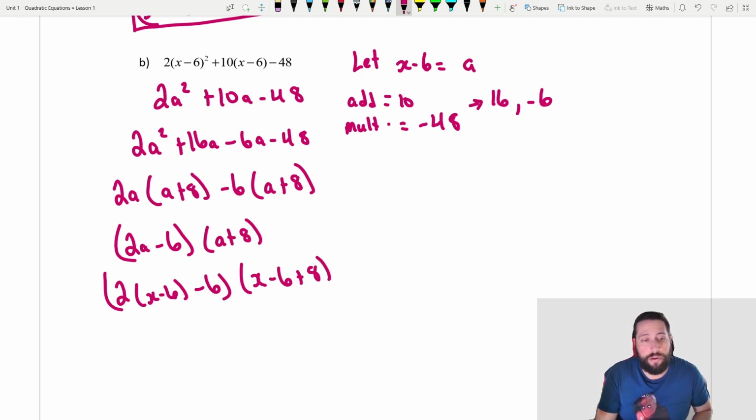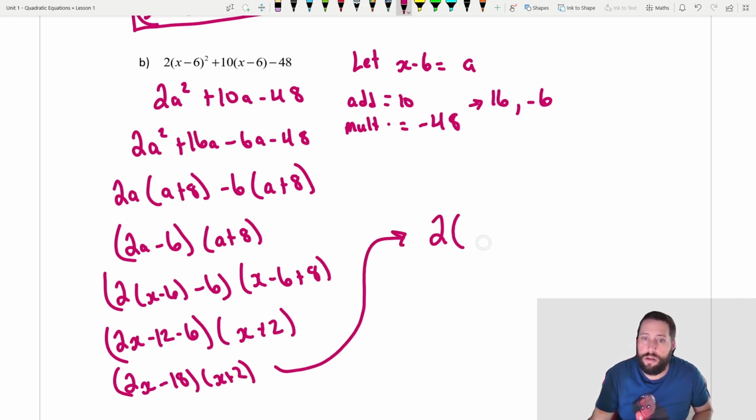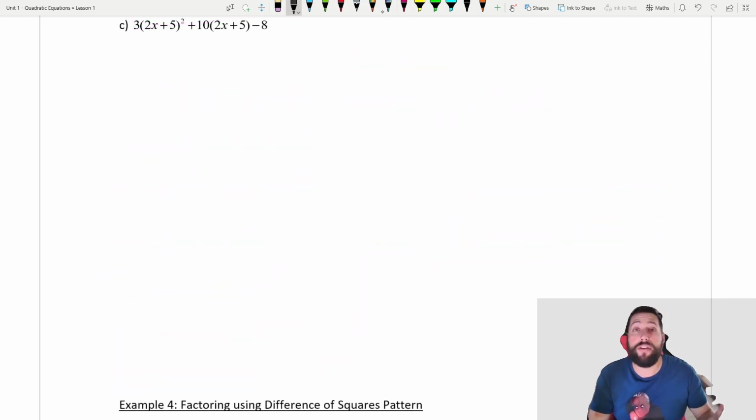Okay, so you'd FOIL out this bracket, right? You distribute the 2 in. So this will be 2x minus 12 minus 6, and then this will be x plus 2. And then finally, this should be 2x minus 18, and then x plus 2. And you can factor this further because there's a 2 common in this bracket. So you go 2, x minus 9, and then x plus 2. There. Okay, moving on to C.